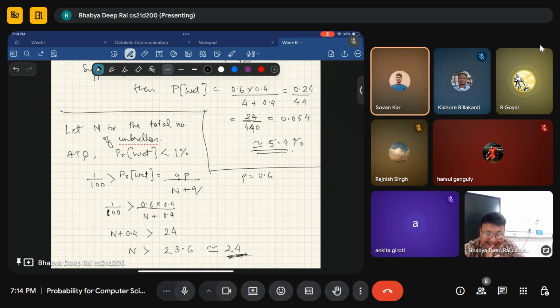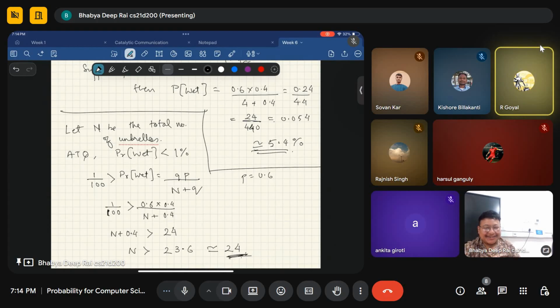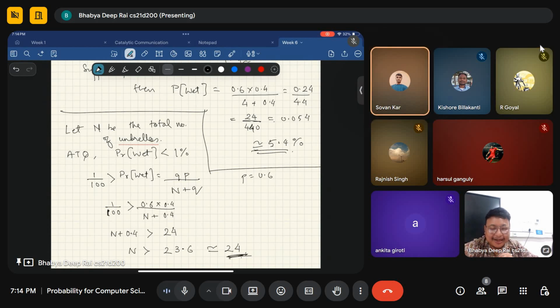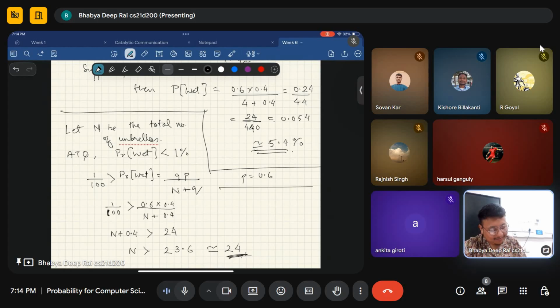For that, an exponential number of umbrellas would be required. That is what I said. Instead of 1 by 100, the value should be very, very large. So that becomes equal to 0, 1 by some infinite thing, that will become 0, right? So N needs to be infinite. So what you have is the probability of getting wet is equal to 0, or tends to 0.